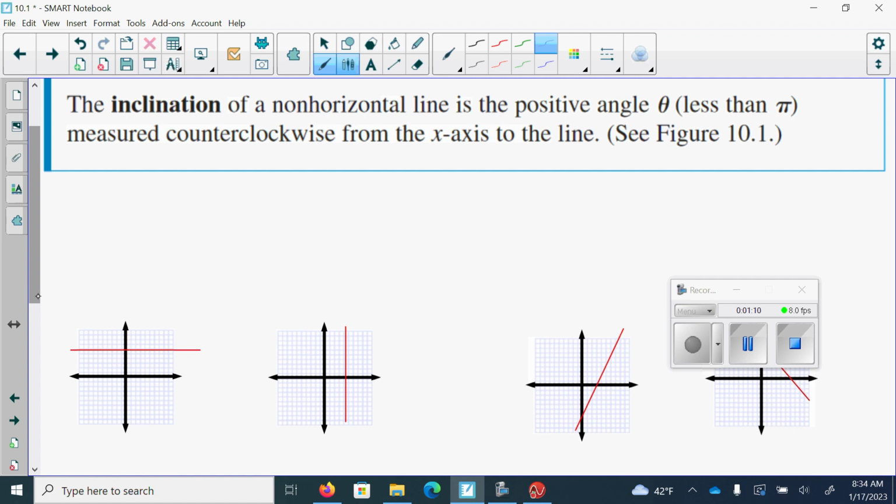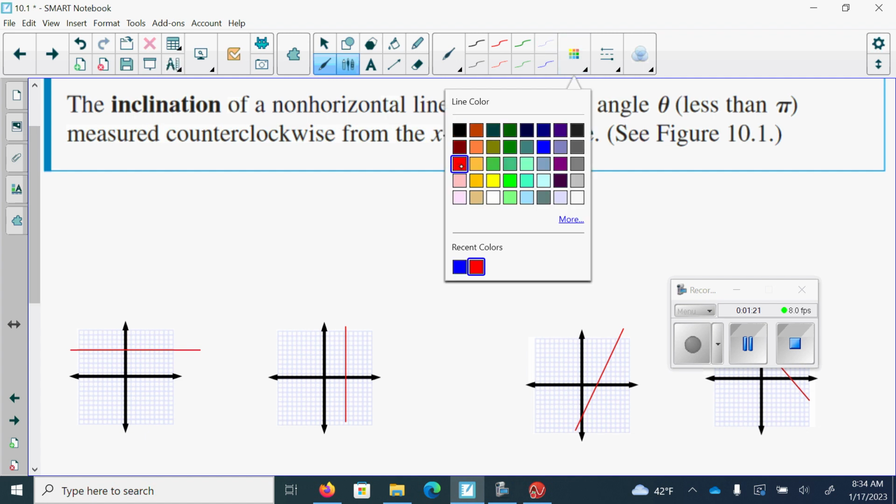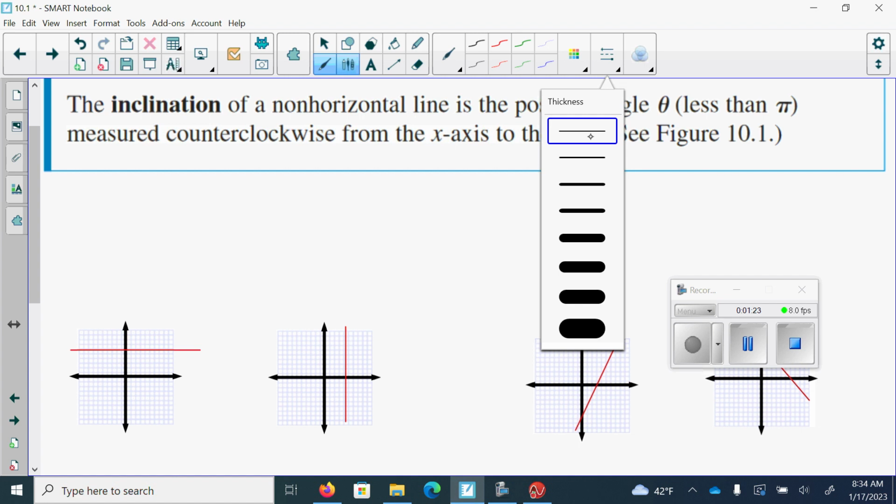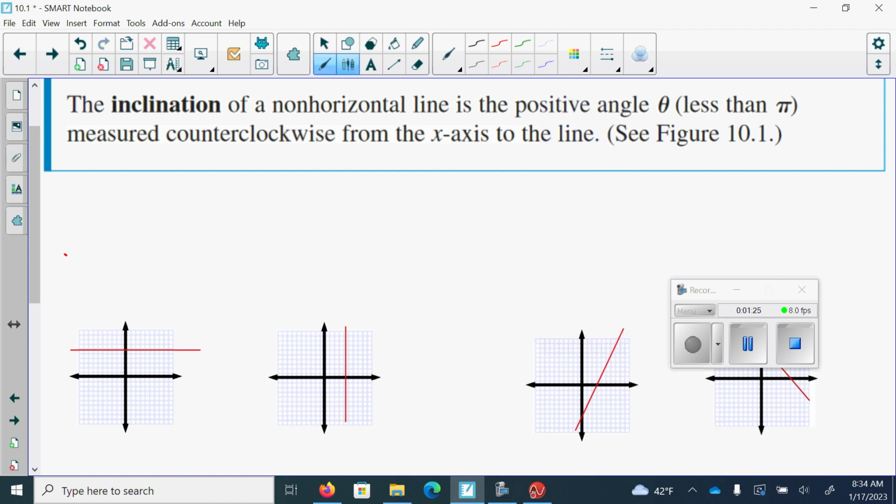So the first line I have drawn here is a simple little horizontal line. And I know it says non-horizontal, but I have this horizontal line. So just to tell you that the inclination of this horizontal line has a slope of 0, which means my angle is going to be 0 degrees or 0 radians.